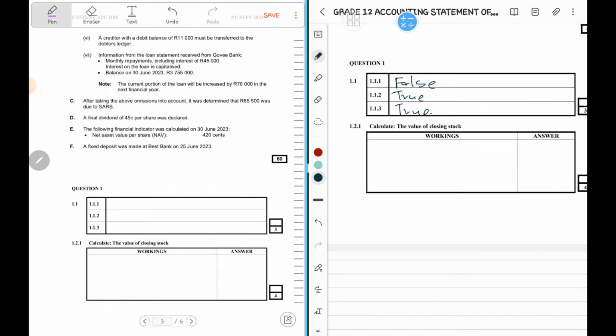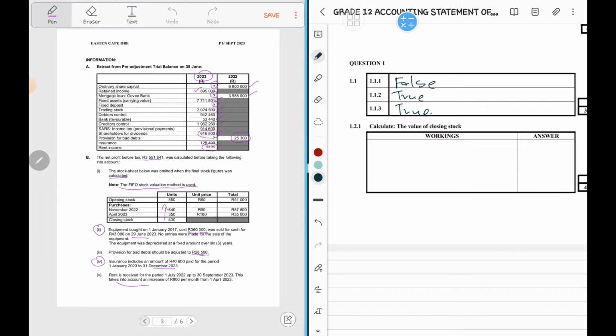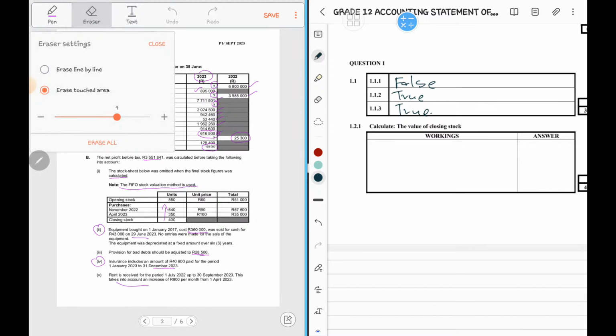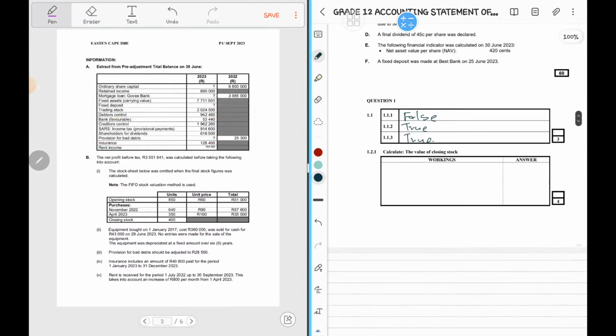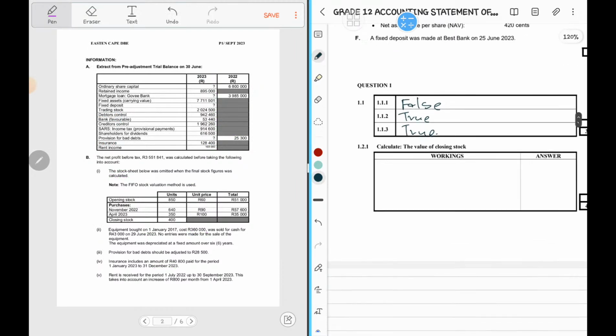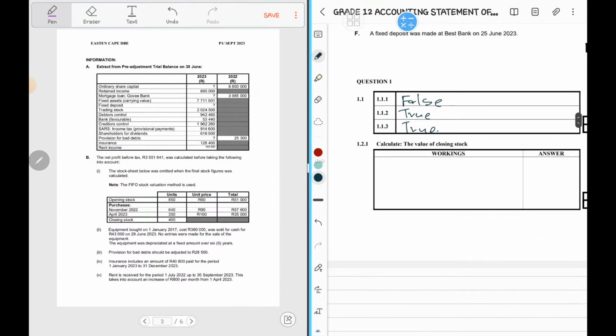Then we're being told that a fixed deposit was made at the Best Bank on 25 June 2023. So this one obviously will be our balancing figure. Okay, so let's start writing. Let's start with the calculation of the value of the trading stock. So remember, we've been told that trading stock, first of all, they are using the FIFO method to value the stock on hand, meaning that we are going to say the stock that is recently purchased will be the one that is remaining. So we are given the units or the quantity of the stock that is currently on hand.